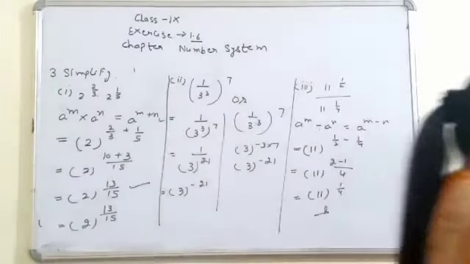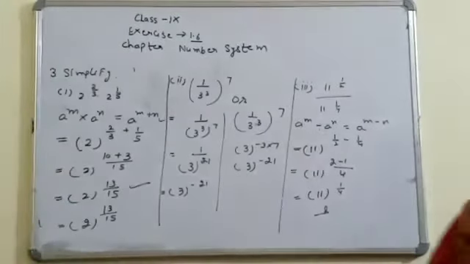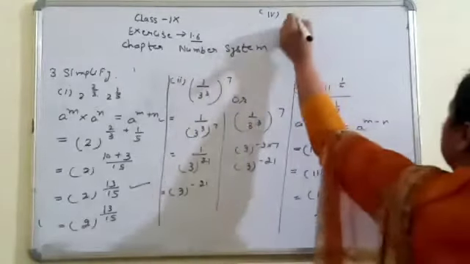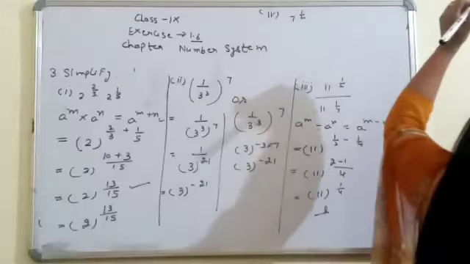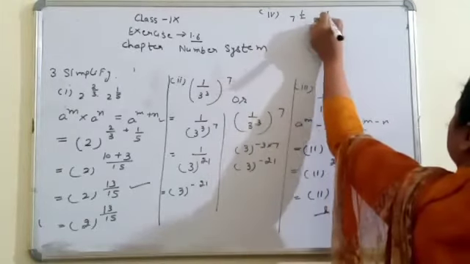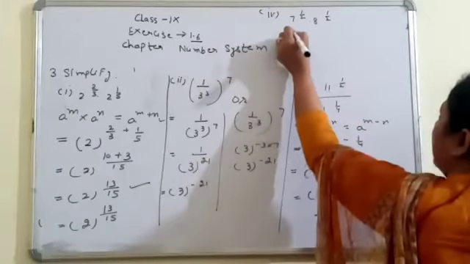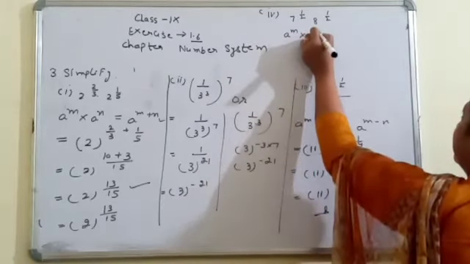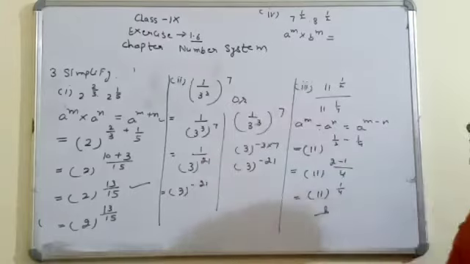Now fourth one is the fourth part. That is very simple. You can easily do it if you know the law of exponent. You can easily do these questions. Here you can see bases are different but powers are same.